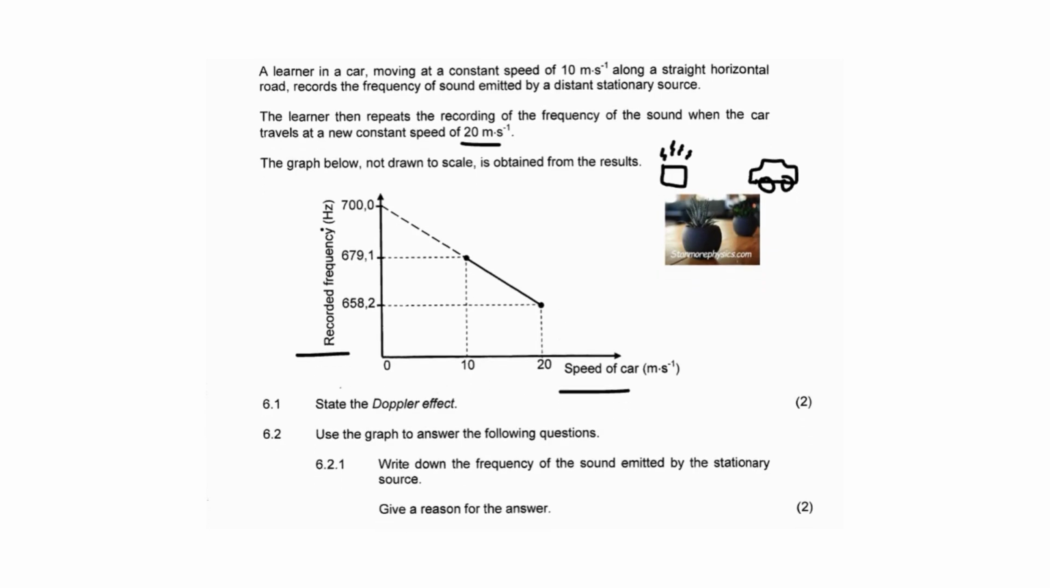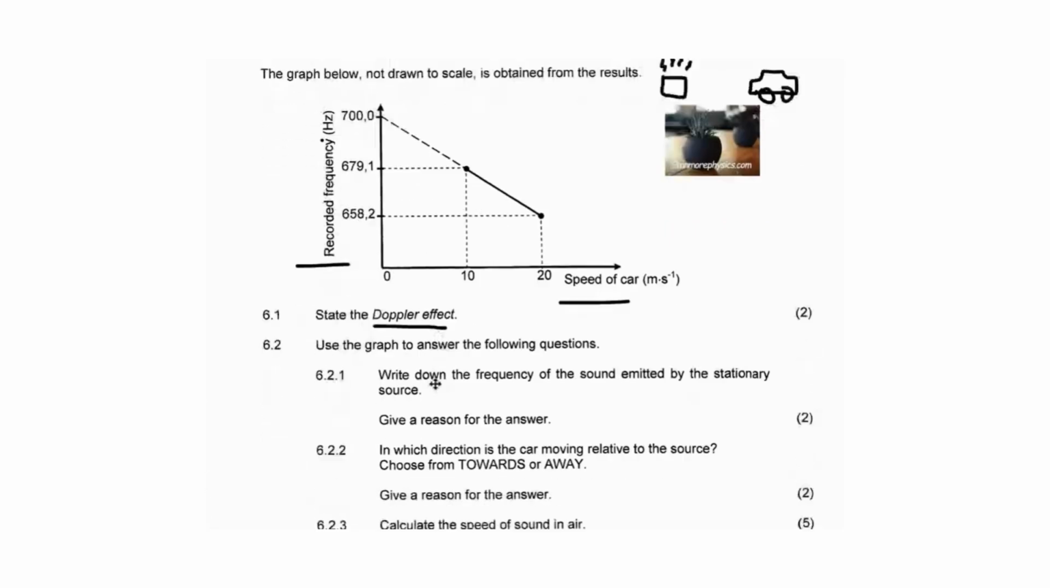So the first question says, state the Doppler effect. I'm not going to write it, I'm going to say it by mouth. The Doppler effect states that the change in frequency or pitch of the sound detected by a listener occurs because the sound source and the listener have different velocities relative to the medium of sound propagation. So that is the definition of the Doppler effect.